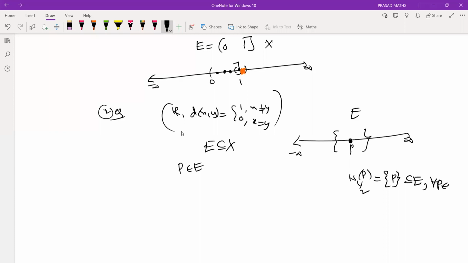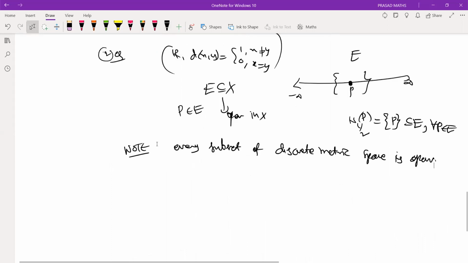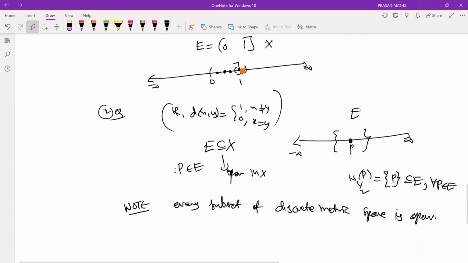Therefore, this is true for every point of E. That means every point of E is an interior point of E. Hence, it's open. What is E actually? E is any arbitrary subset of X. So therefore, what is the notice? Every subset of a discrete metric space is open. This is what is actually open.